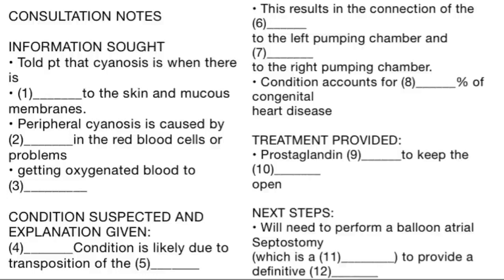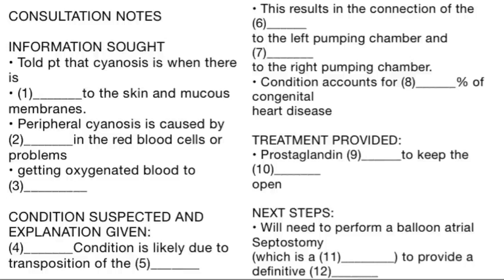Hello, Mrs. Sanders. I'm the doctor in charge. I just wanted to let you know what's happened and answer any questions you may have. What is cyanosis? Is it an infection? Not quite. Cyanosis refers to a bluish colour to the skin and the mucous membranes. Peripheral cyanosis is when there's a bluish discoloration to the hands or feet.